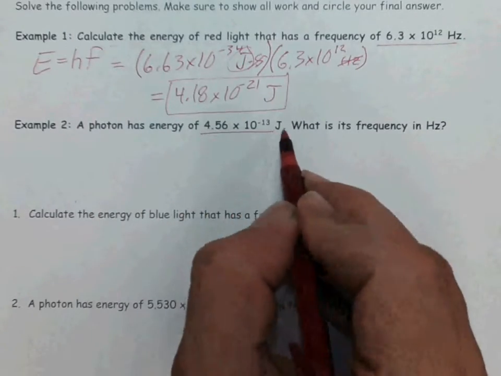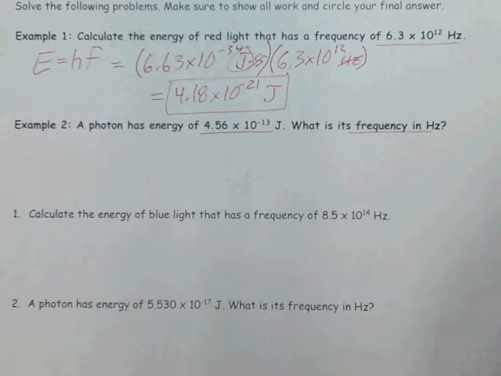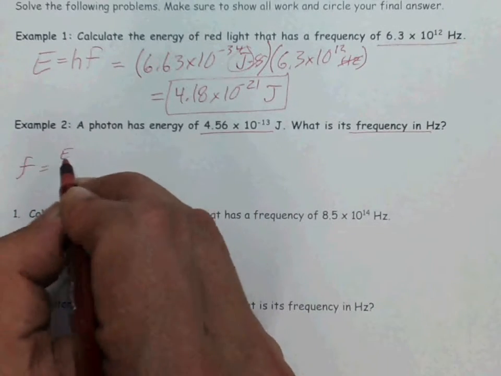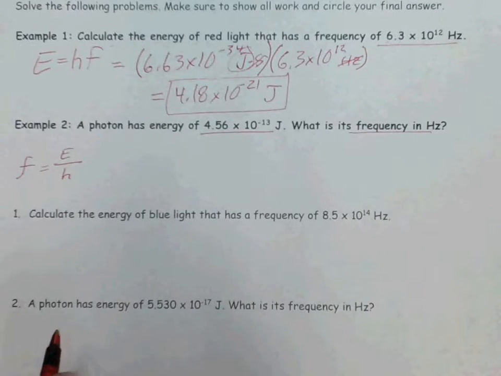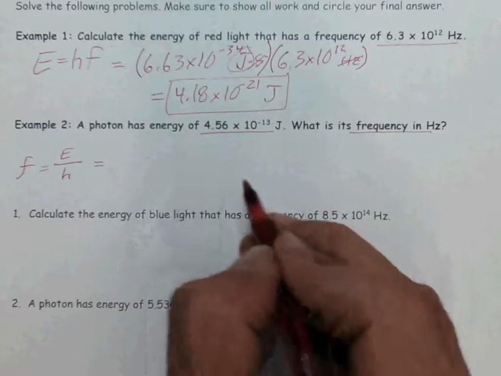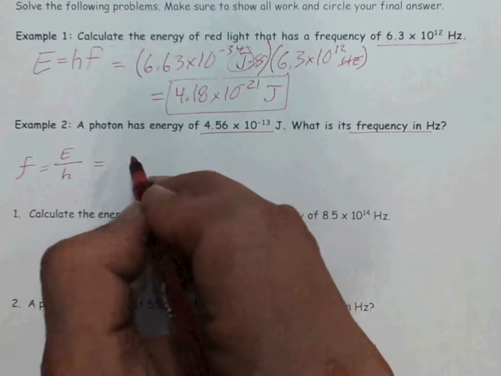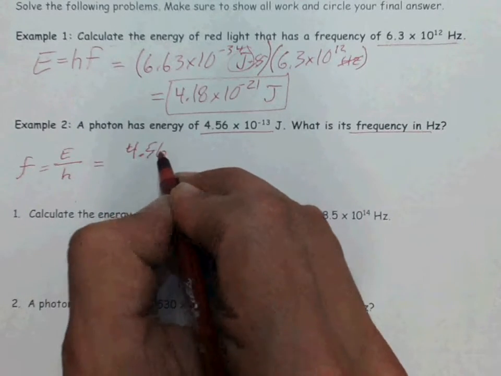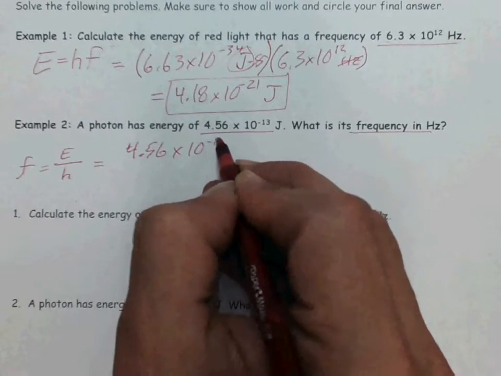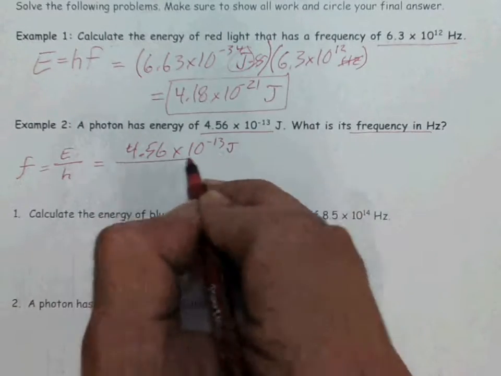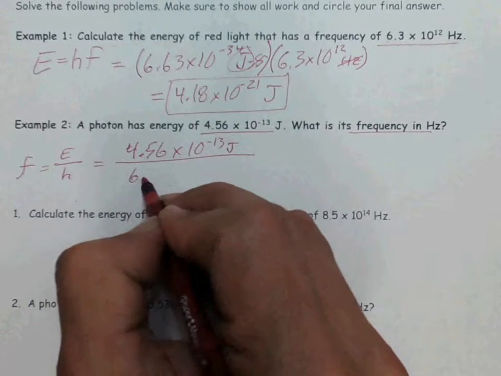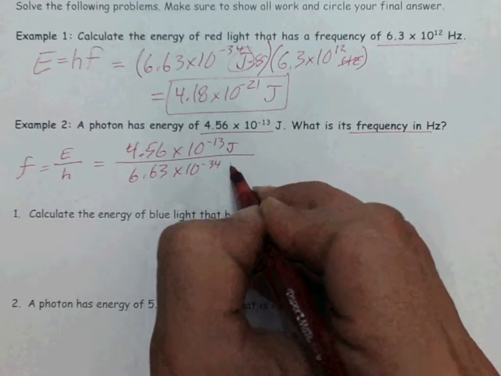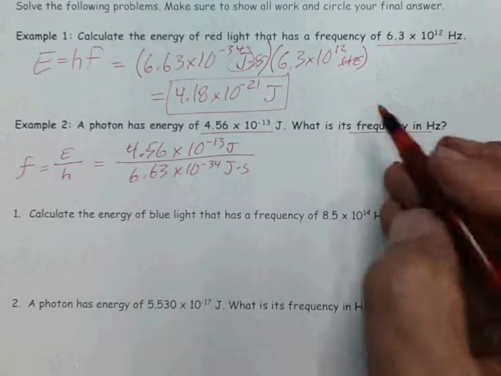Here we have a photon with a given energy, and we're being asked for the frequency. So we just rearrange the equation. Frequency is equal to energy divided by Planck's constant, H. Perform our substitution. We have 4.56 times 10 to the negative 13 joules divided by 6.63 times 10 to the negative 34 joule seconds.